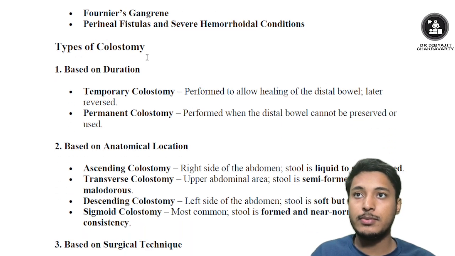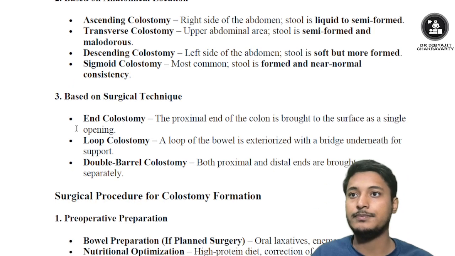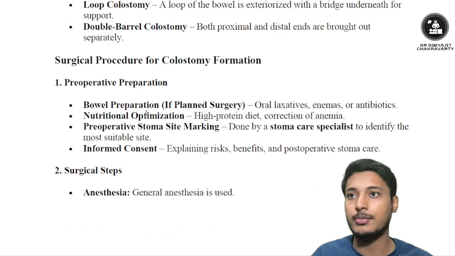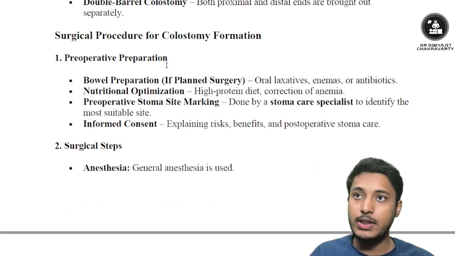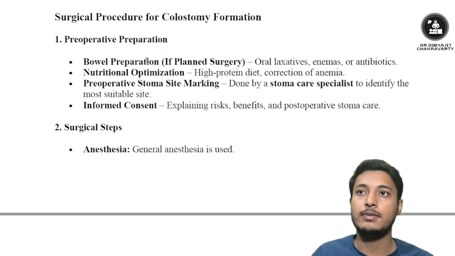Fecal diversion is also used in complex perineal wounds like Fournier gangrene, perineal fistulas, and severe hemorrhoidal conditions. Coming to the types of colostomy, similar to ileostomy, it can be temporary or permanent based on duration. Based on the anatomical location, it may be ascending, transverse, descending, or sigmoid colostomy. Depending on the surgical technique, it may be end, loop, or double barrel colostomy. The procedure is almost similar to that of ileostomy. The difference is that we need not spout the colostomy, but it will be flat at the level of the abdominal wall.